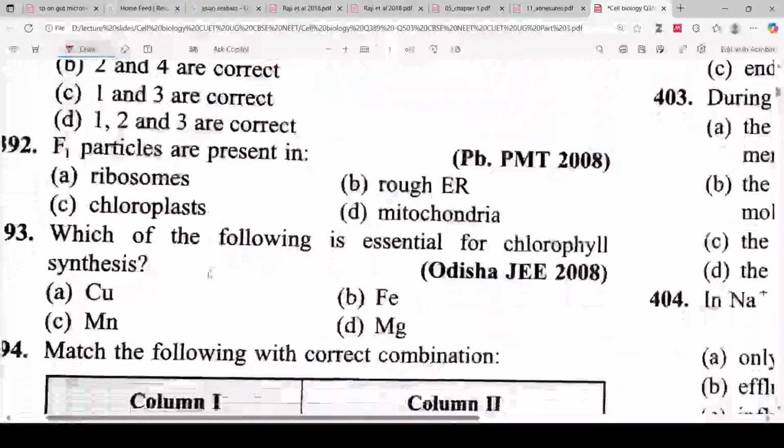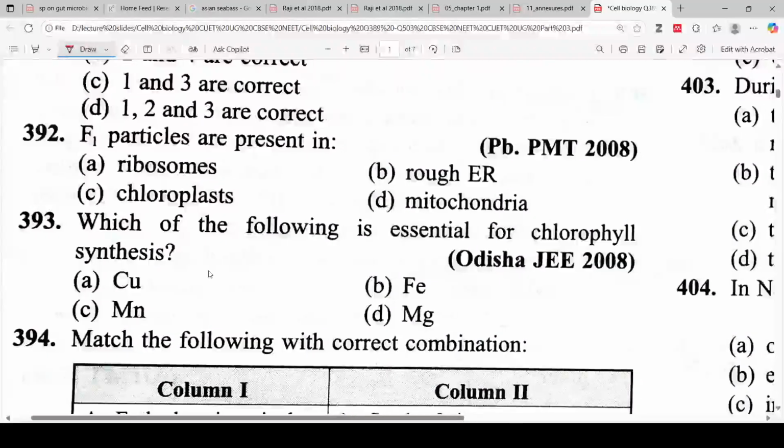Next question. F1 particles are present in ribosome. Option C, chloroplast. Option B, rough endoplasmic reticulum. Option D, mitochondria. So the correct answer will be option D.